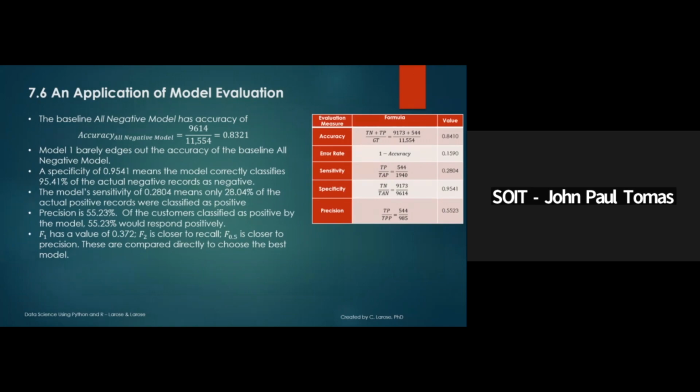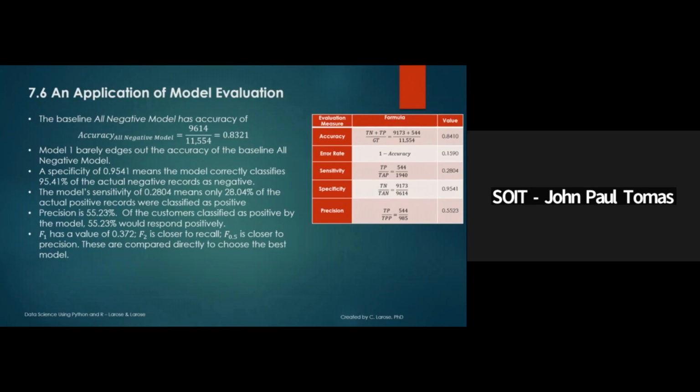Now you can actually see there the accuracy of the model. The first model is about 0.8410, okay, which is the accuracy of model 1. And the error rate is actually 0.15 or 15%, 16% more or less in terms of the error rate. So as you can see, the first model or model 1 has a very high accuracy of about 84%. And the error rate is just about 16%.